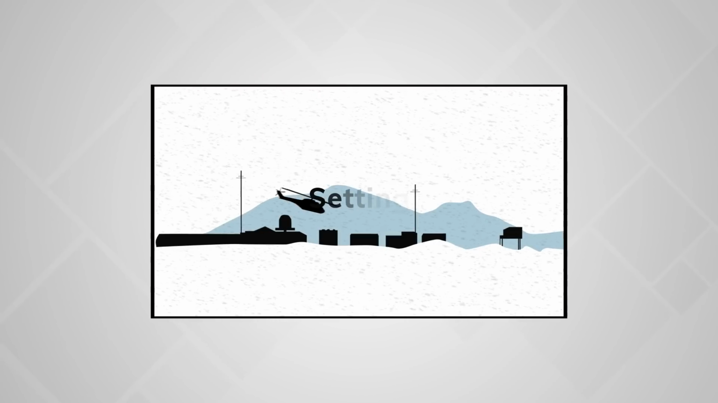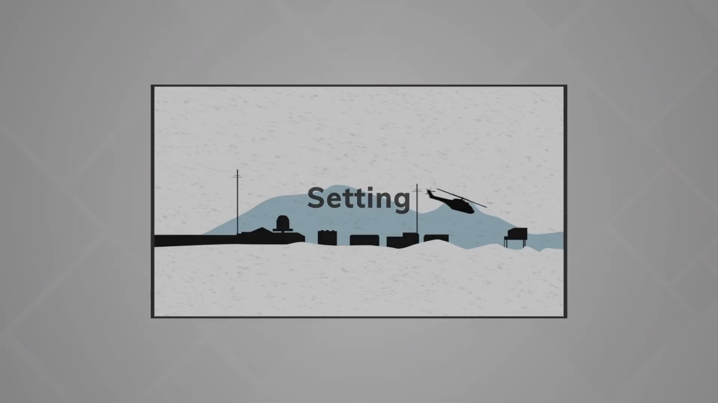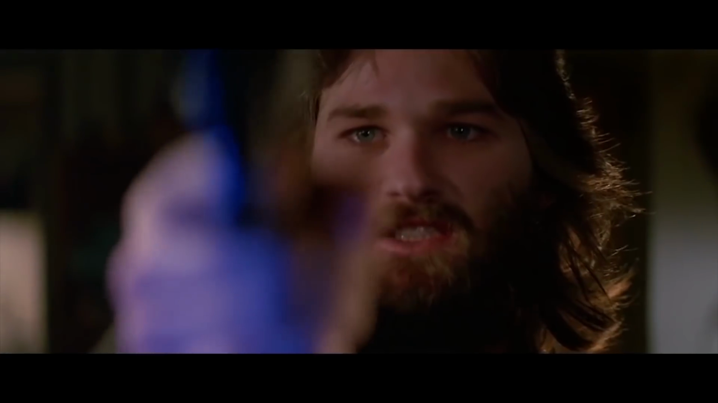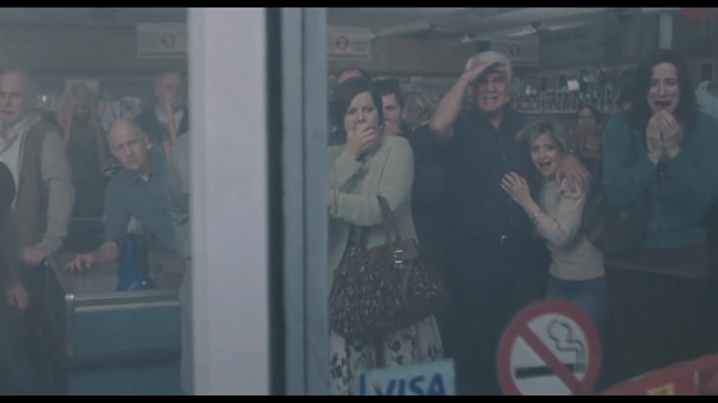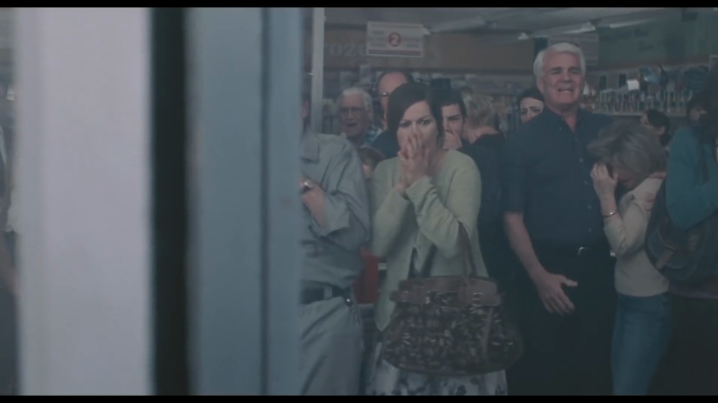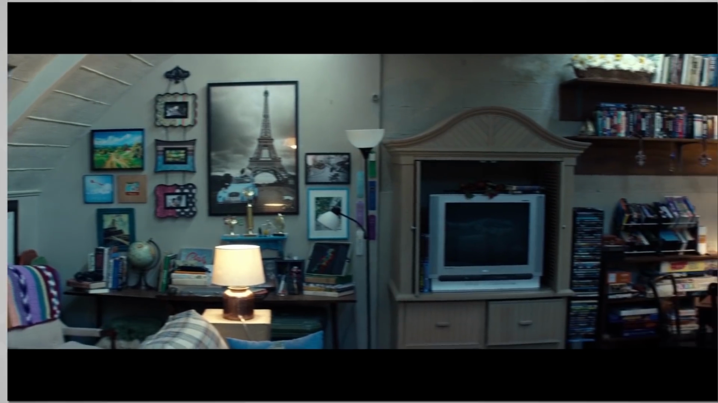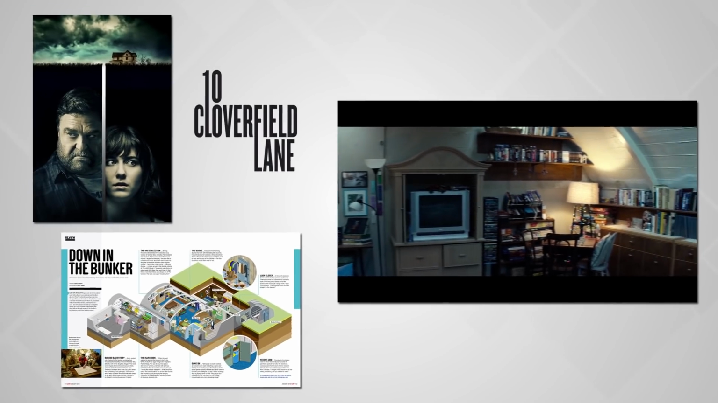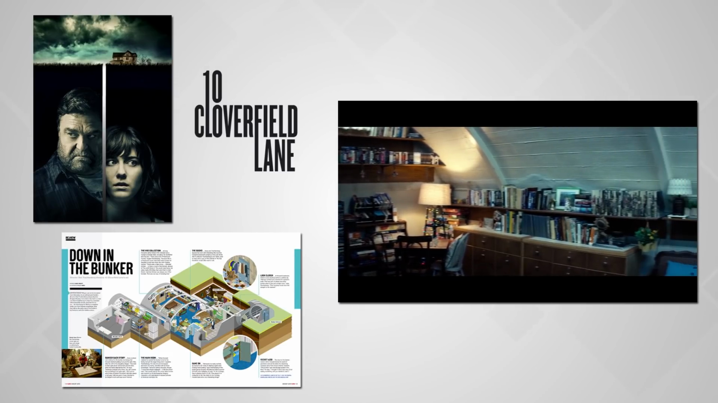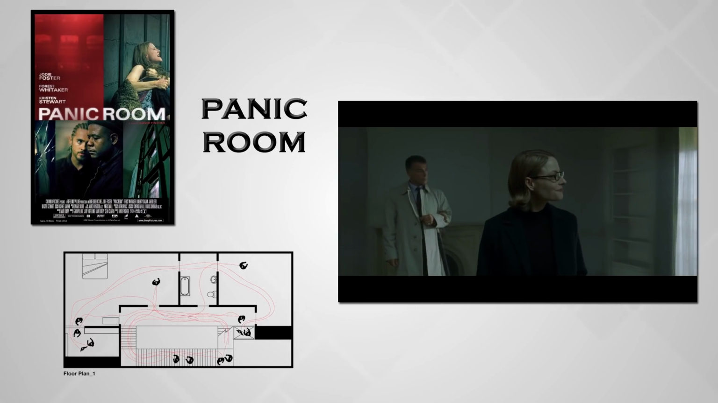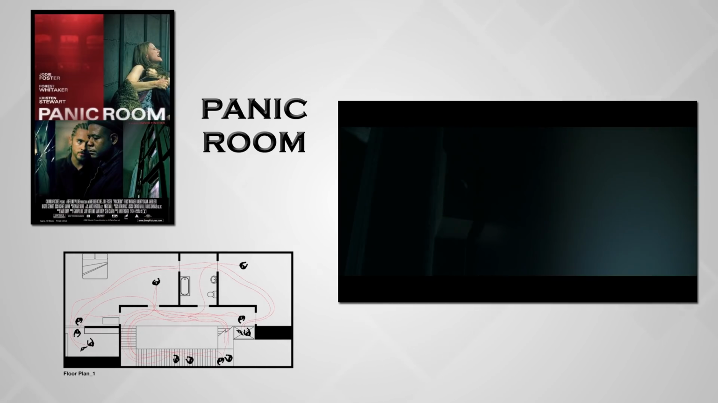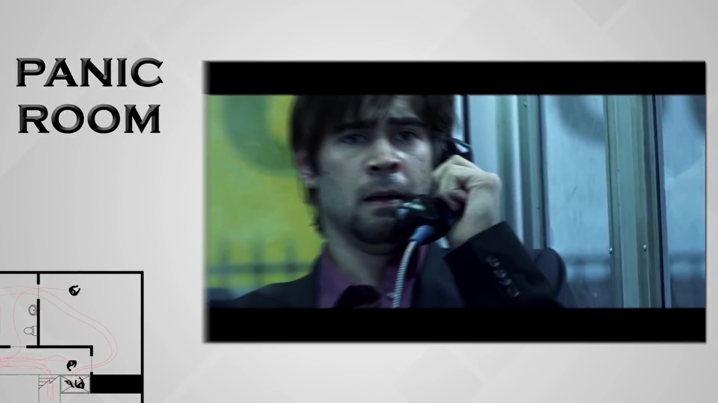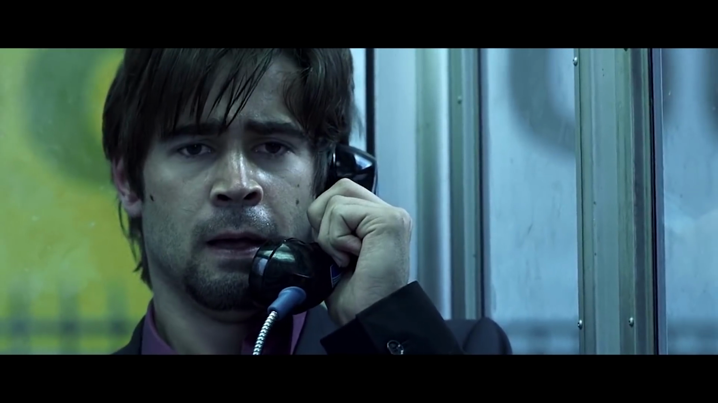Let's begin. First, let's talk about setting. The setting is everything. In a contained story, the entire thriller will be based on the premise of the location. In 10 Cloverfield Lane, the story takes place in an underground bunker with no contact to the outside world. In Panic Room, the story takes place in a Manhattan home that has a special panic room. The setting for your contained thriller can be something smaller than a single room.